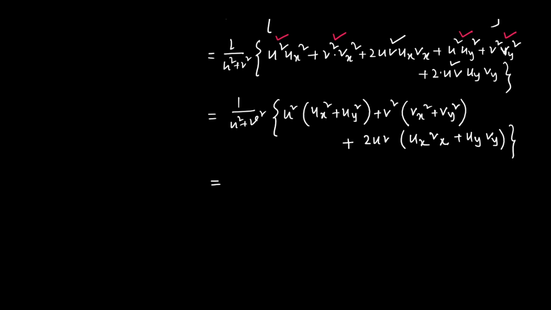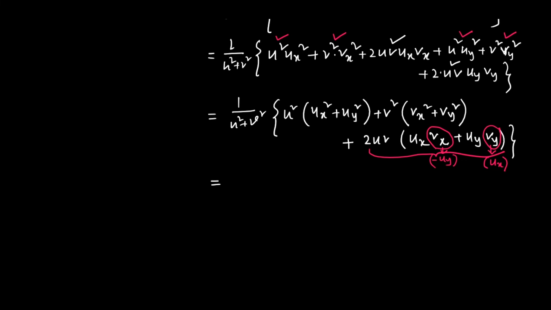Now if we consider the Cauchy Riemann equations, let us see what I can write here. I am going to use Cauchy Riemann equations in this portion, basically in these two terms. Here I want to replace Vx, and here I want to replace Vy. As per Cauchy Riemann equation, Vx will be minus Uy, and Vy will be Ux.